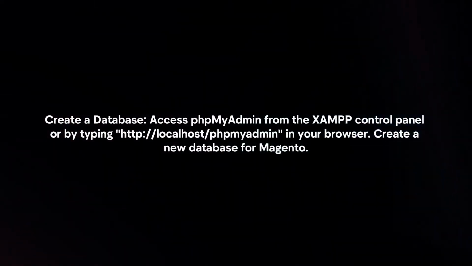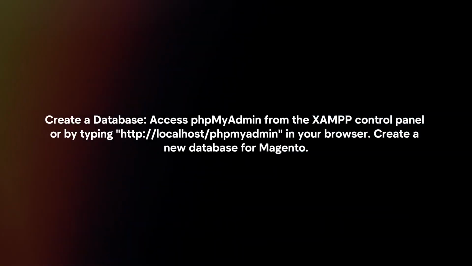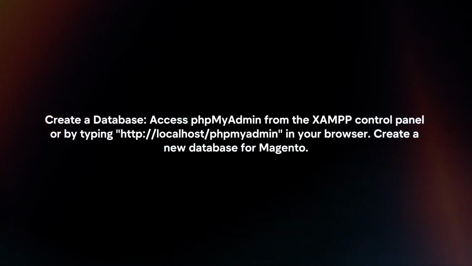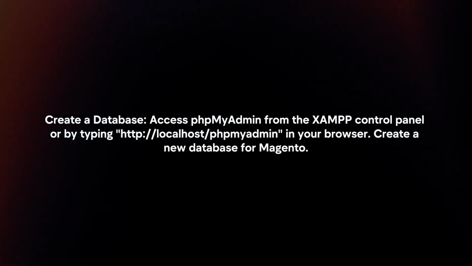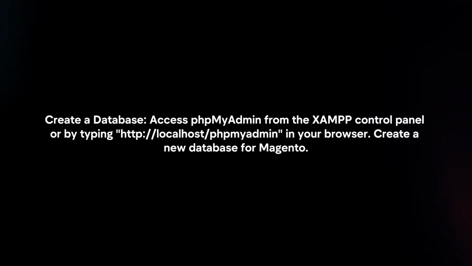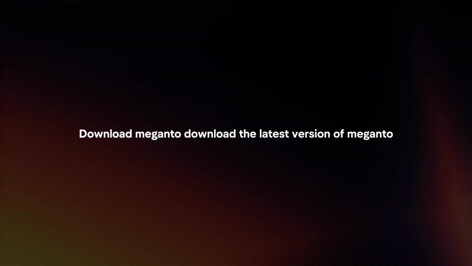Create a database. Access phpMyAdmin from the XAMPP control panel or by typing http://localhost/phpMyAdmin in your browser. Create a new database for Magento. Download Magento. Download the latest version of Magento from the official website. Extract the Magento files to the htdocs folder in your XAMPP installation directory.